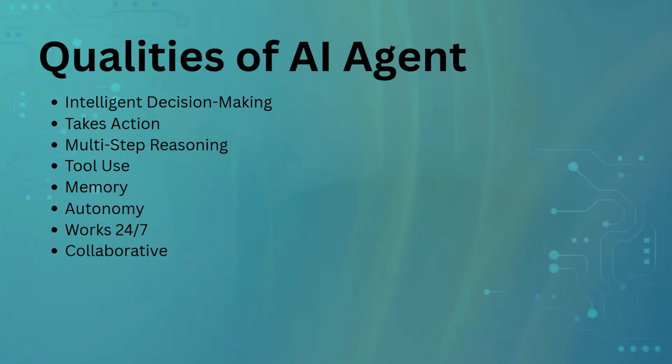And if I say autonomy, I told you everything should be autonomous. It can work 24/7 because it's a digital agent, and it's collaborative. If you want to give more instruction, if you want better, defined results, you can tune your AI agent accordingly.